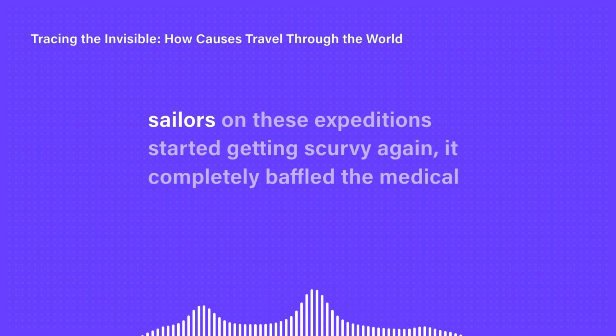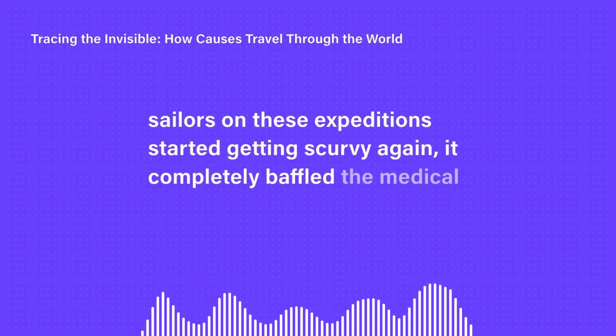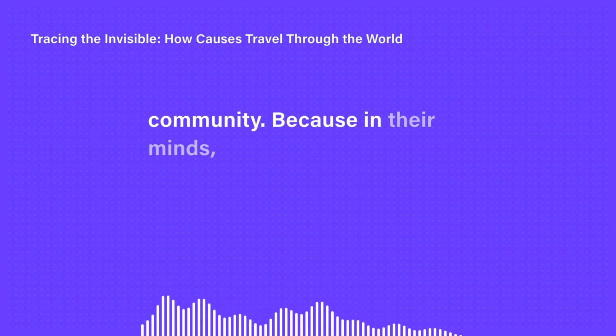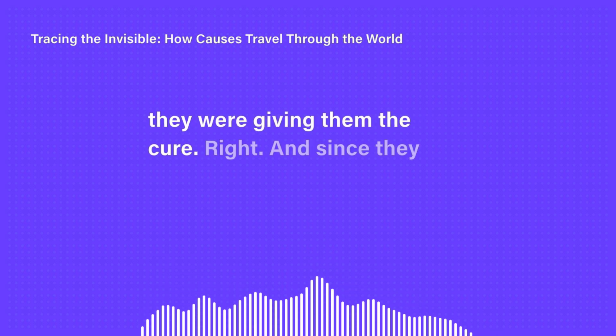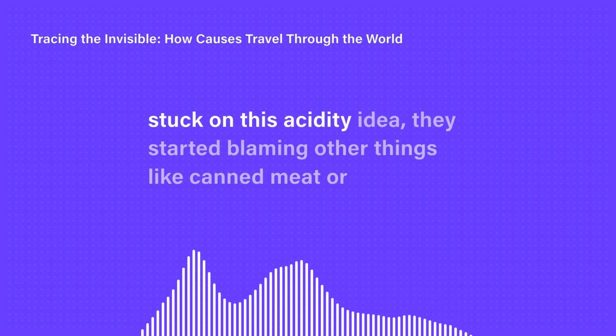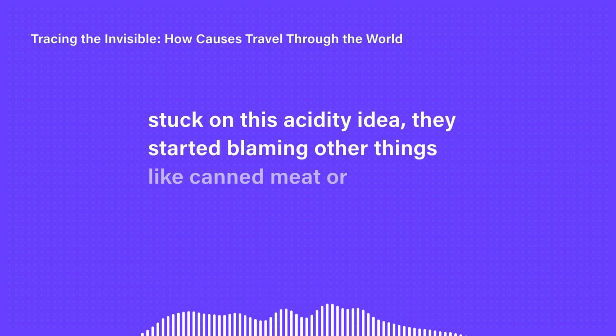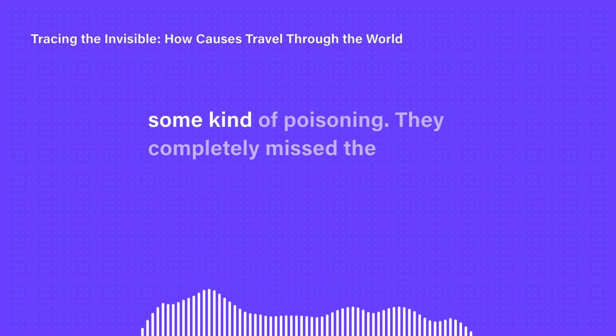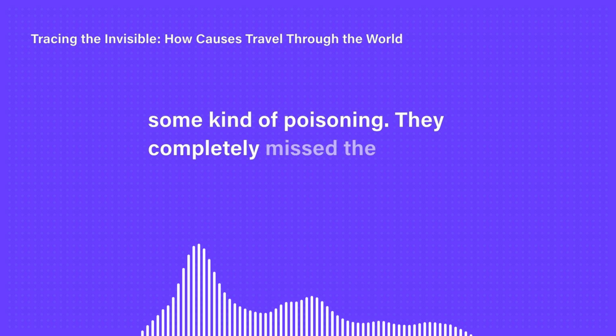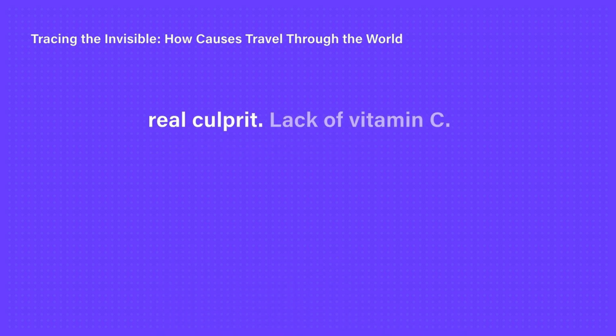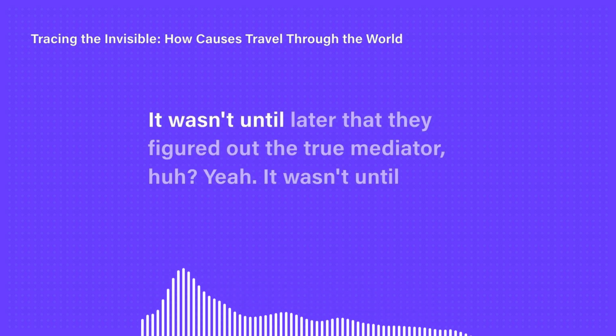And then when the sailors on these expeditions started getting scurvy again, it completely baffled the medical community. Because in their minds, they were giving them the cure. Right. And since they were stuck on this acidity idea, they started blaming other things like canned meat or some kind of poisoning. They completely missed the real culprit, lack of vitamin C. It wasn't until later that they figured out the true mediator, huh?